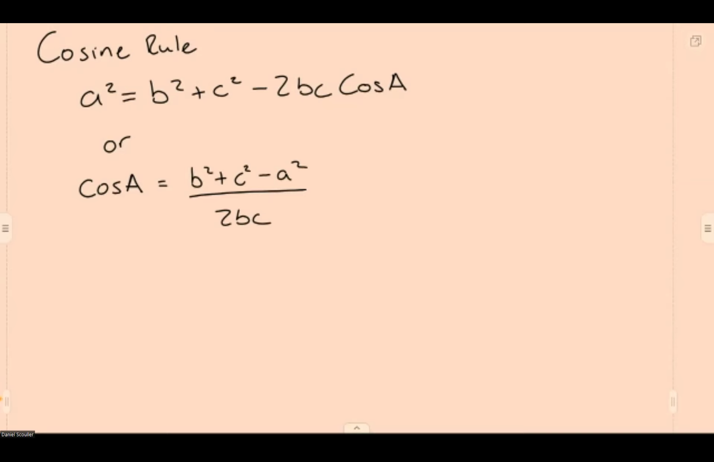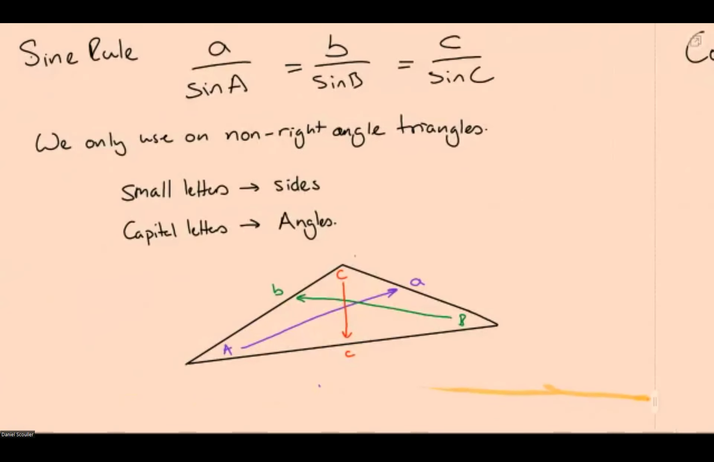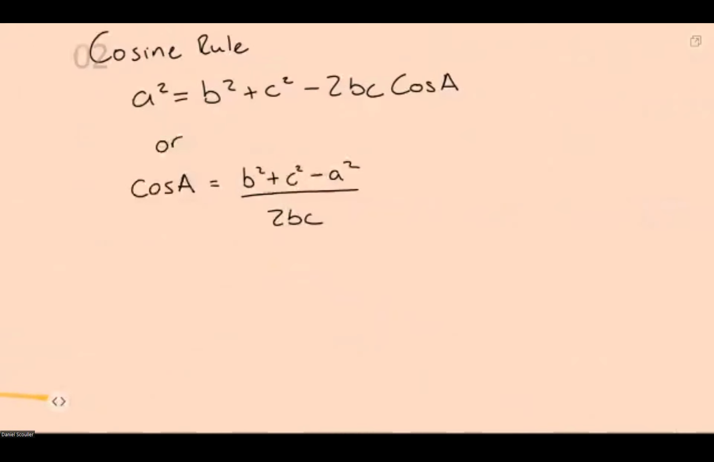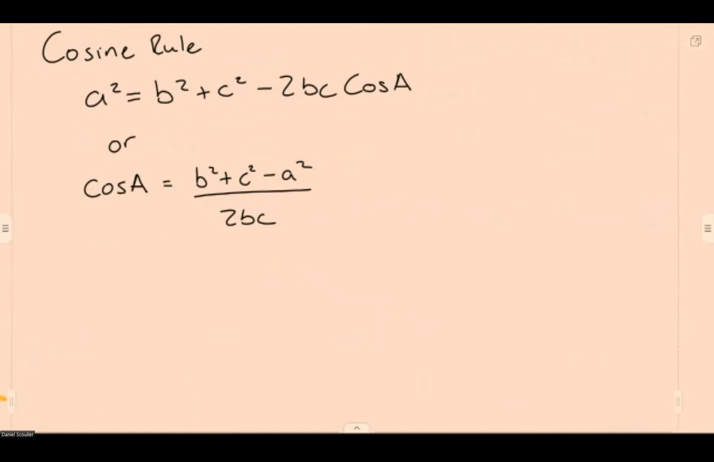And the same labeling applies. So if I've got an angle A, my side A is opposite that. That's as important as in the sine rule, for the simple fact that when we're using the cosine rule, we need to realise that angle A and side A have to link up. That has to be opposite that. And then b and c are just the other two sides.